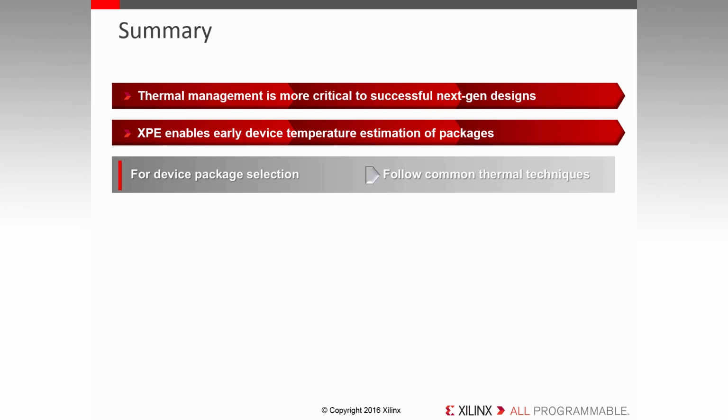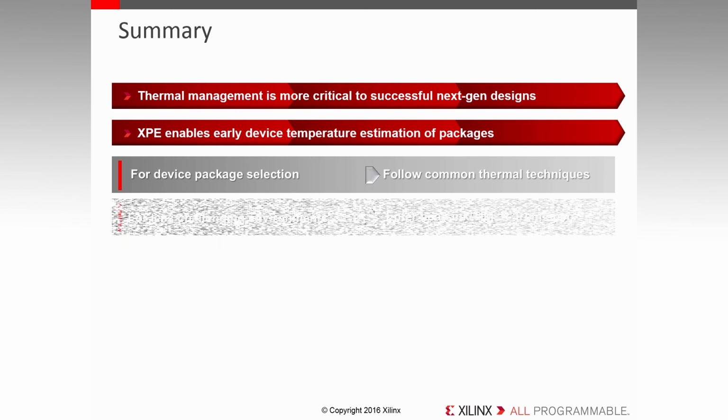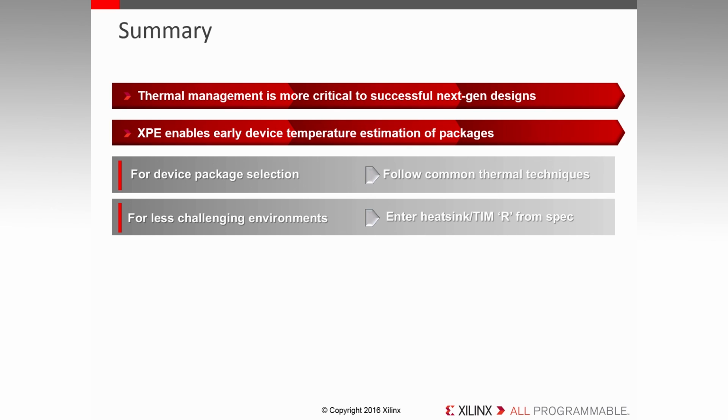During device package selection, follow commonly understood thermal management techniques and try to avoid setting junction temperature to the maximum device operating limit. For less thermally challenged design environments, read the thermal resistances of heatsink and thermal interface material from the manufacturer's specification document and apply them to XPE. Analyze thermal margin and take necessary action if the margin is still small or negative.